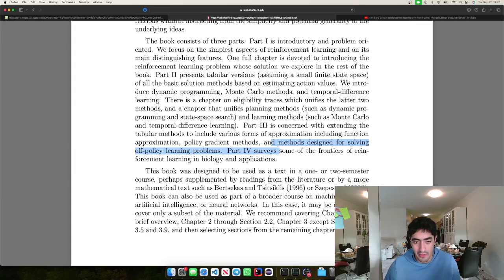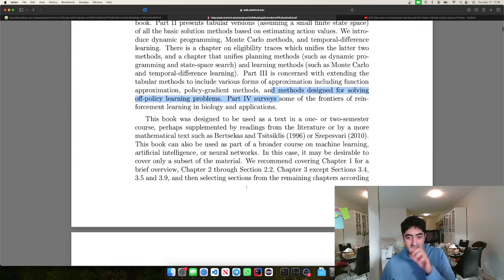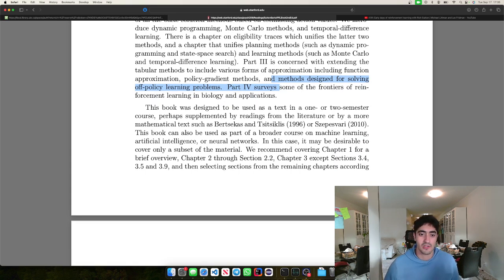Well, there's not much to write right now, but this book was designed to be used as a text in a 1 or 2 semester course, perhaps supplemented by readings from the literature or by more mathematical texts such as Bertsekas and Tsitsiklis or Szepesvari 2010. This book can be used as part of a broader course on machine learning, artificial intelligence, or neural networks. In this case, it may be desirable to cover only a subset of the material.